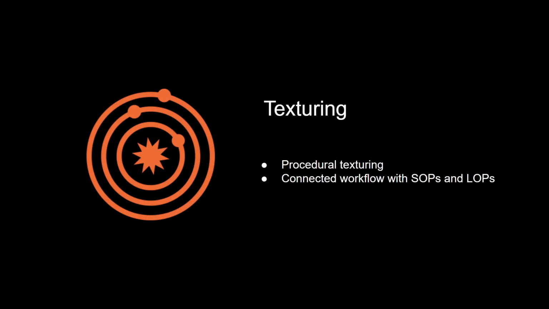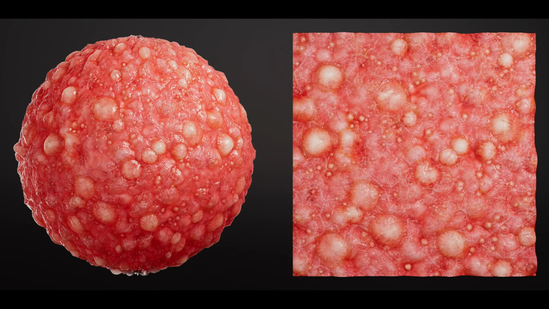And let's go to texturing. Like other networks in Houdini, texturing in Copernicus is also procedural. And also, one benefit of working on texturing in Copernicus is connectivity with other workflows, so you can do whatever you want by your context. And let's go to our ultimate meatball. So this is the meatball.